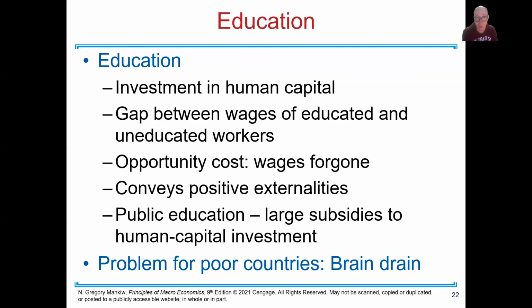There are wage gaps that have been established based on the difference between educated and uneducated workers. Of course, an opportunity cost here is wages that are foregone, because as you're going to school, you're not working during that time. And so, of course, the opportunity cost there is the foregone wages. Overall, education is a very positive thing, and it does lead to larger subsidies being invested into individuals.